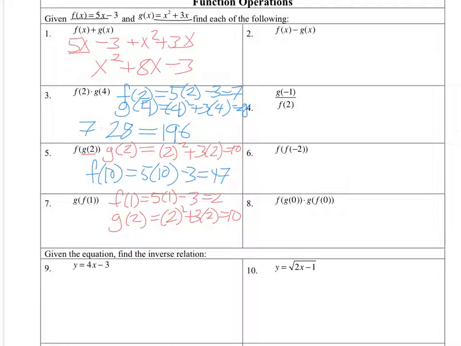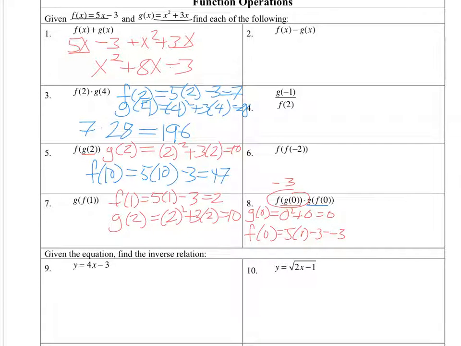I'm going to do number 8 also, because that looks fun. F of g of 0, so times g of f of 0. So I'm going to start off by taking g of 0. And that's going to be 0 squared plus 0, which is 0. Okay, and then from that I'm going to find f of 0. And that'll tell me this whole side. 5 times 0 minus 3, which is negative 3. So negative 3 is my left side, okay?